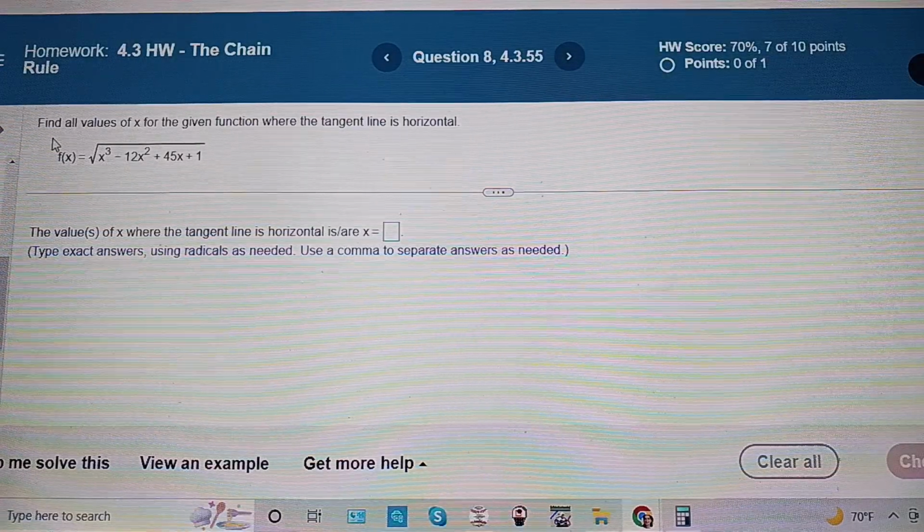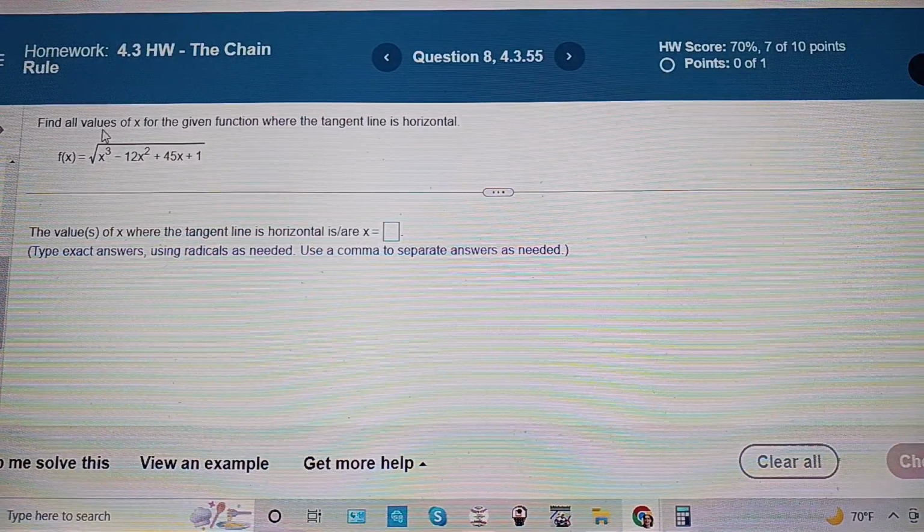And here's another one we did in the past too. Find all values of x for which the given function has a tangent line that is horizontal. If a tangent line is horizontal, that means the slope is 0. And so tangent line slope is derivative. So I want to find the derivative of this function and then figure out when it's equal to 0.